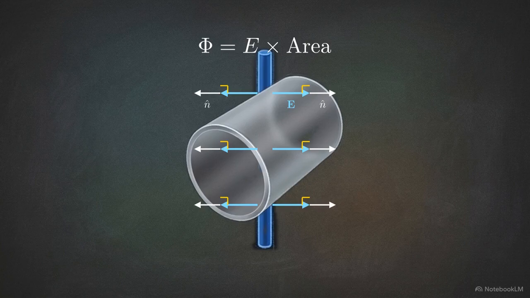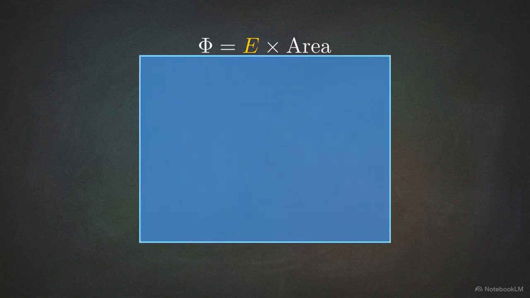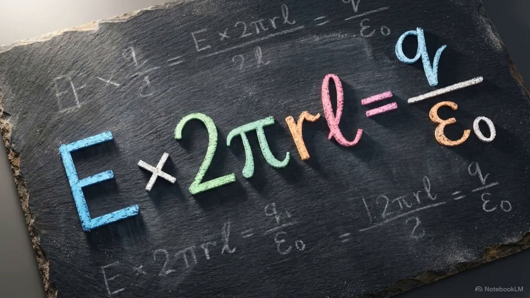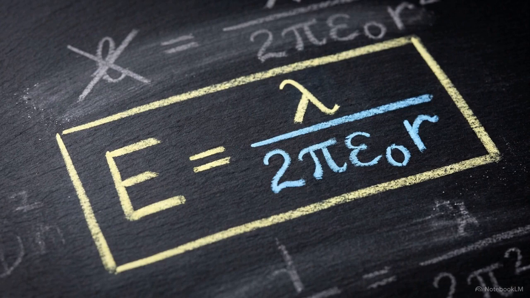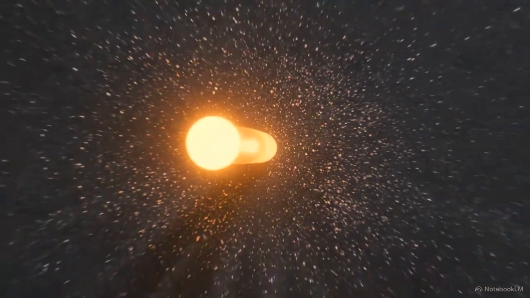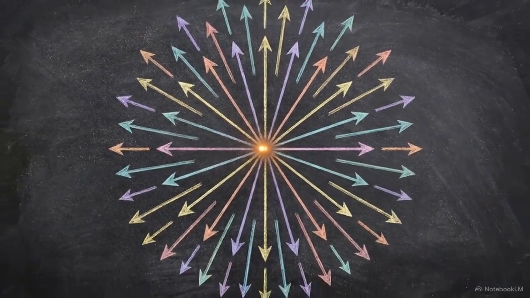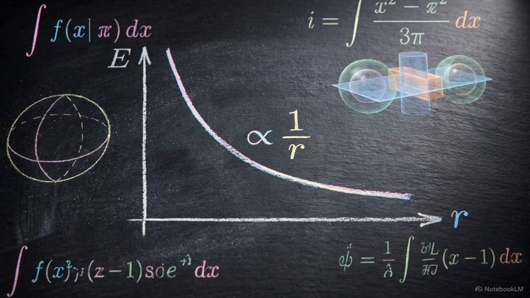The algebraic reduction is immediate. Total flux simply equals the constant magnitude of the electric field, E, multiplied by the surface area of the cylinder's curved wall, 2 pi r times length L. By Gauss's law, we equate this flux to the enclosed charge divided by the constant epsilon naught. The length variable neatly cancels out, isolating E to reveal our final formula, lambda over 2 pi epsilon naught r. The geometry did the heavy mathematical lifting, proving that as you move away from a one-dimensional wire, the electric field decays steadily at a rate of 1 over r.